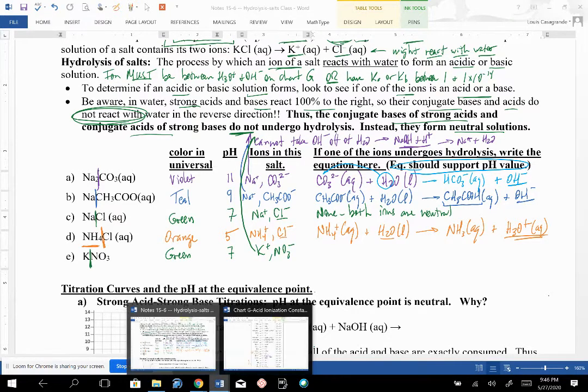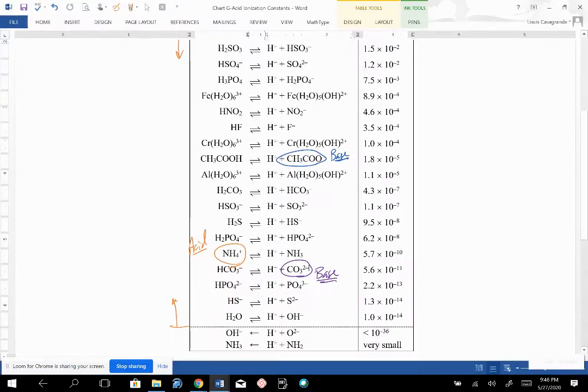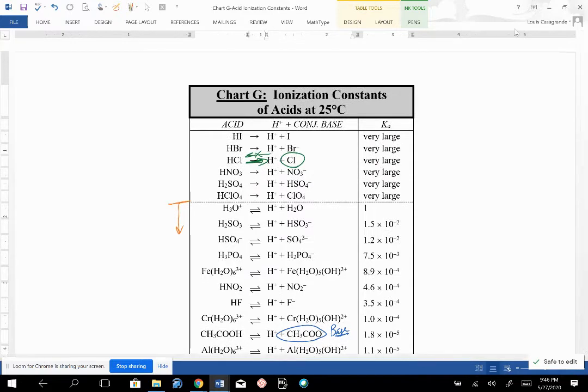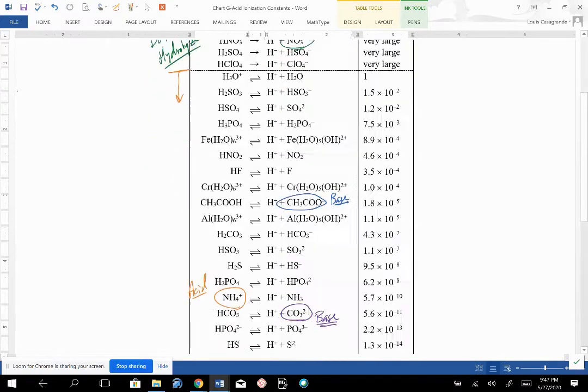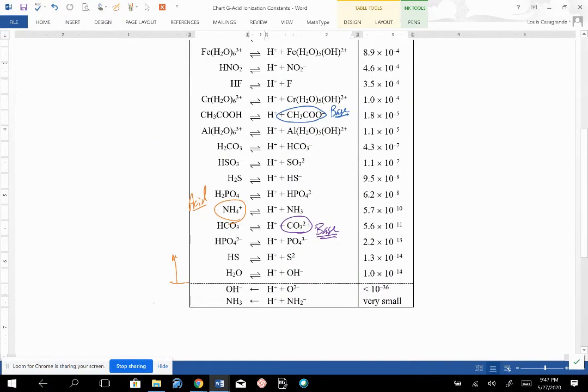Nitrate, if we go to chart G, nitrate is up at the top again. Nitrate is the conjugate base of a strong acid. NO3-, there it is, right below the chloride. So because it's up here, anything up here, do not hydrolyze. Okay, let's go down to the bottom as well. Anything down here, do not hydrolyze.